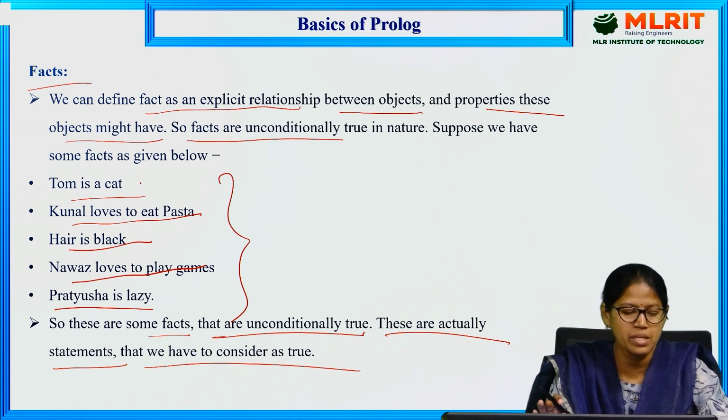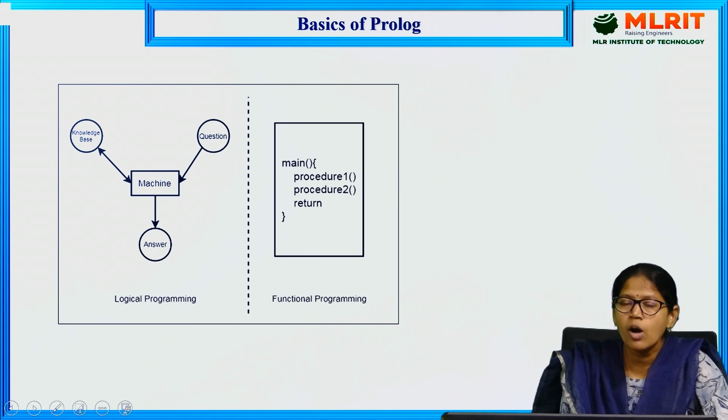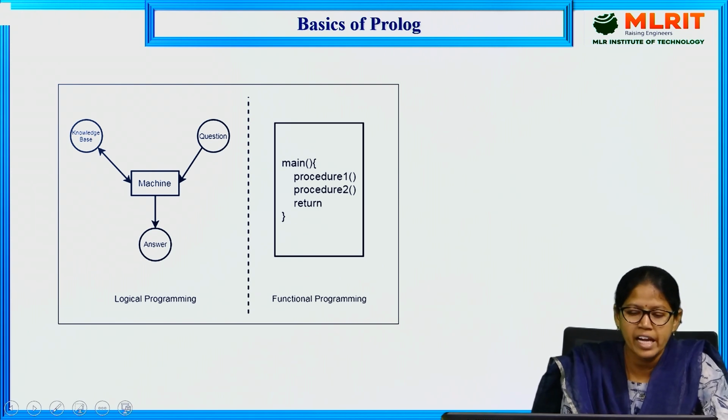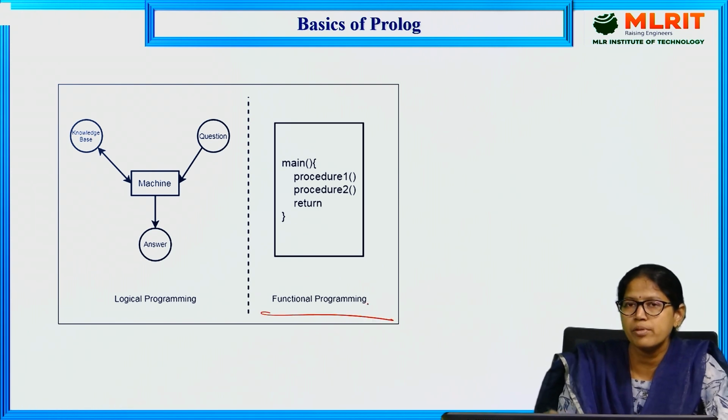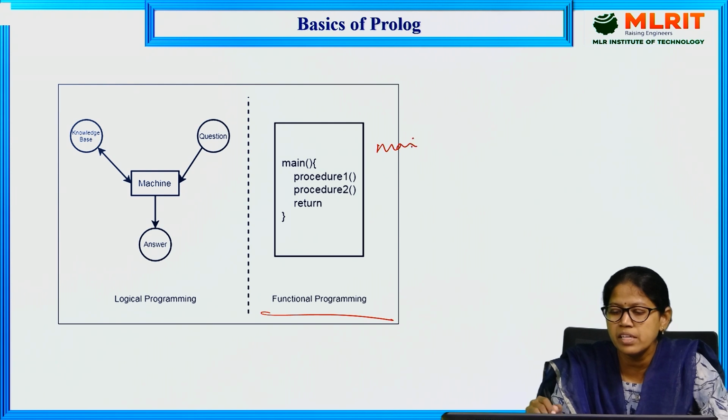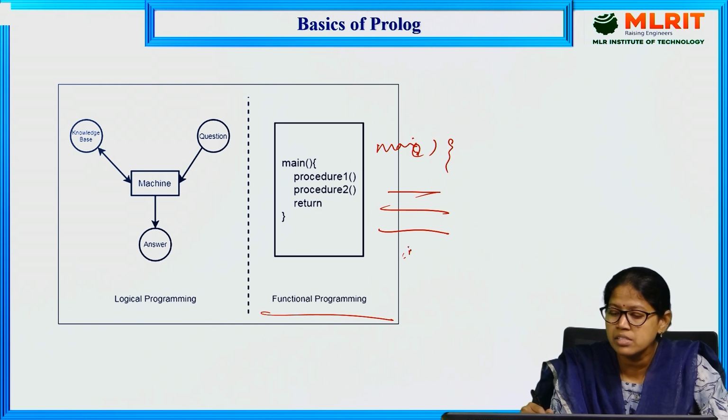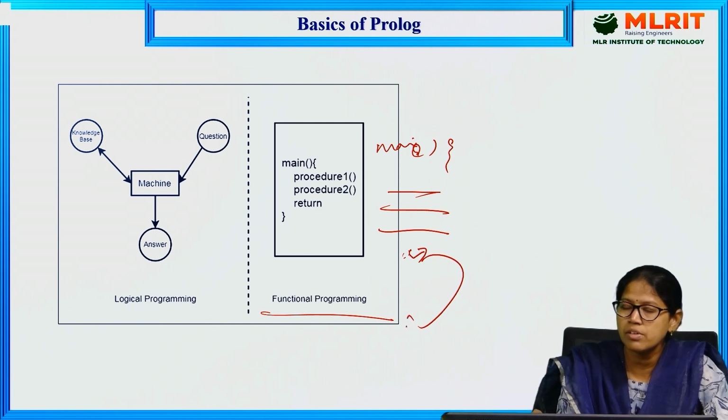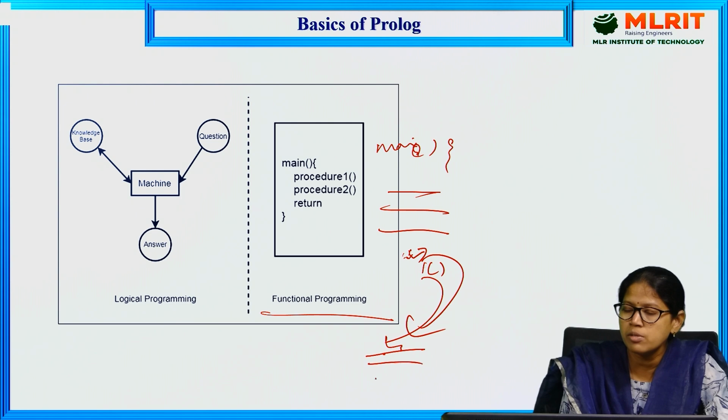Let's see how it works diagrammatically. In functional programming, there is a main function. Inside the main function we write some statements and some methods, and when we invoke those methods, control goes to that method to execute. For example, when we invoke procedure 1, it goes to that method and executes procedure 1.